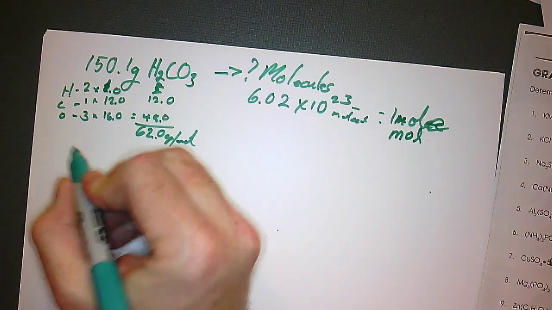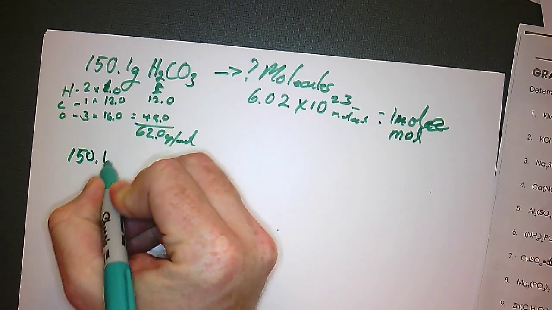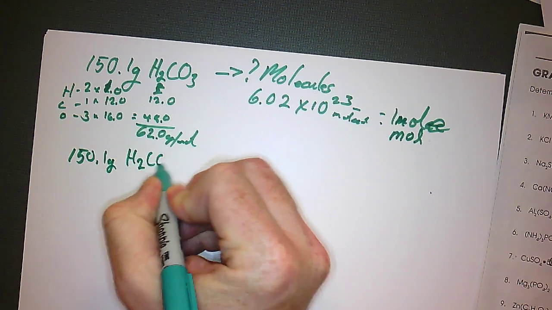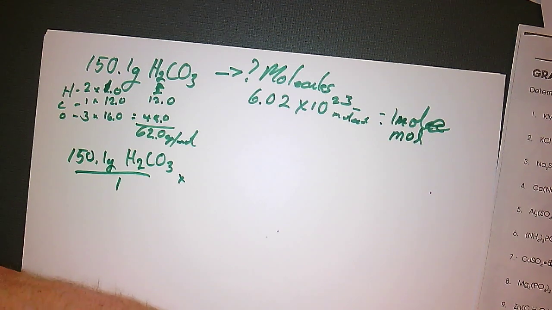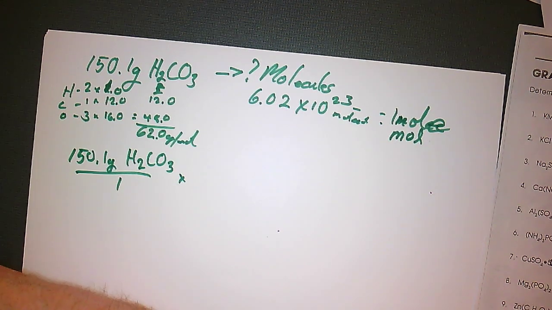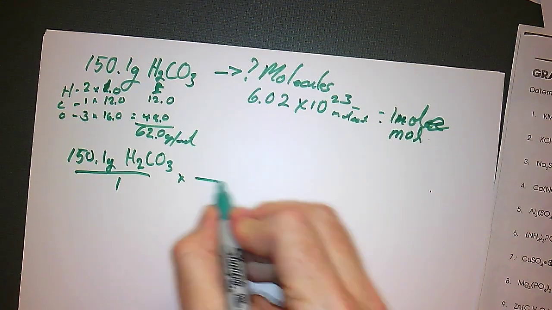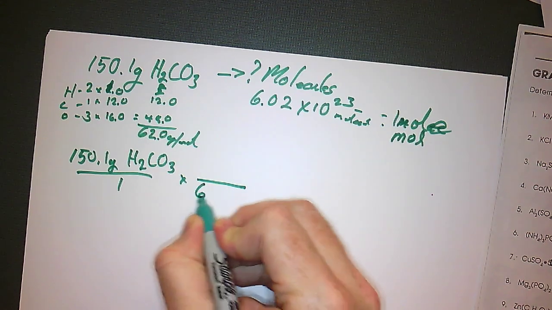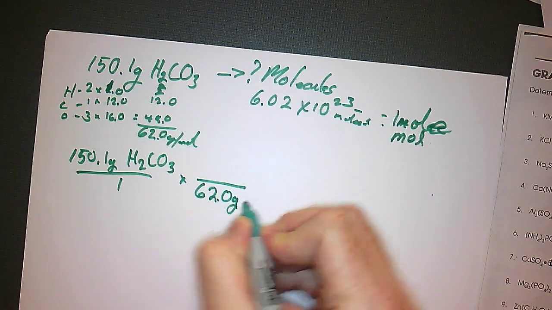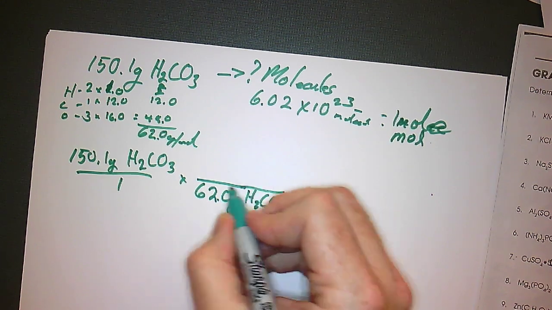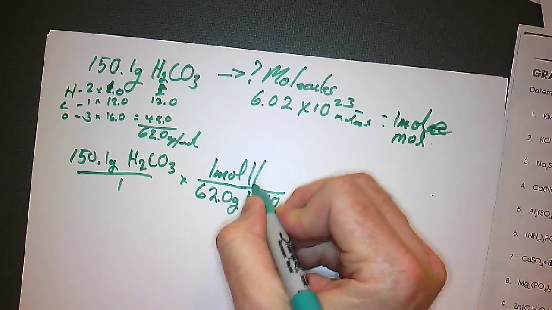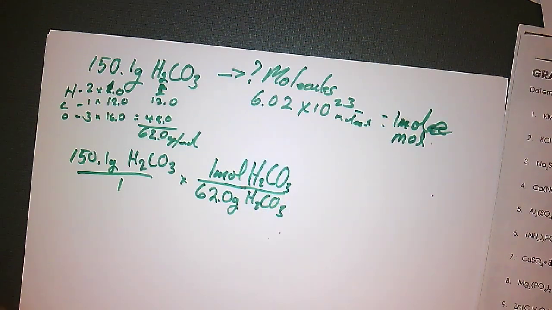When we do it, we always start with what it gave us, 150.1 grams H2CO3. We can put that over 1. Now, going in our Wayback Machine, if I have grams on top, where's it got to go on the next step? Bottom. How many remembered that? How many are surprised you remembered that? It's been a minute. How many grams is it going to be from here? 62.0 grams of H2CO3, carbonic acid. And then on top will be 1 mole H2CO3.